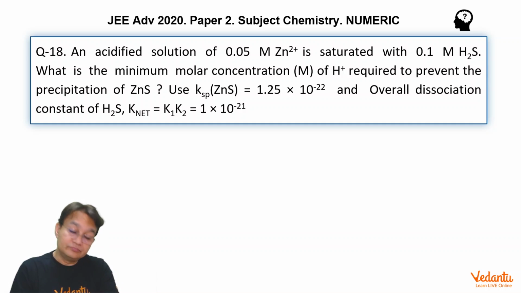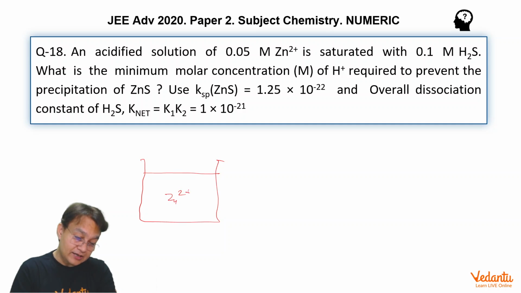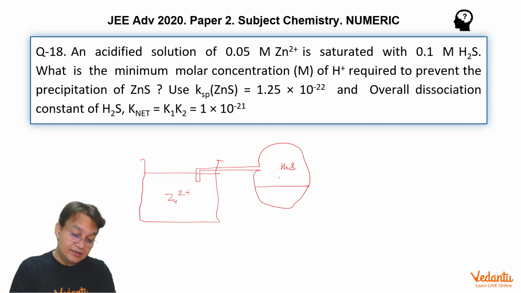In this problem, a solution of Zn2+ is taken and it is saturated with H2S gas. That means we have passed H2S gas into this. So H2S gas is here, and it is saturated with H2S gas. That means we have bubbled H2S gas into it so that the concentration of H2S here will remain 0.1 M.